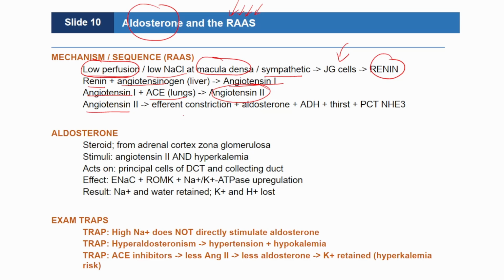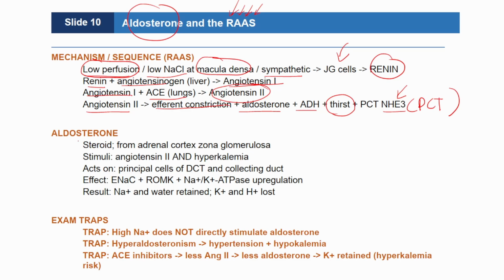Angiotensin 2 subsequently coordinates multiple systemic responses. It induces efferent arteriolar constriction in the kidney, stimulates the release of both aldosterone and antidiuretic hormone, triggers the brain's thirst center, and upregulates the sodium hydrogen exchanger isoform 3, or NHE3, within the proximal convoluted tubule. To understand the specific role of aldosterone, we must examine distinct cellular properties and sites of action.